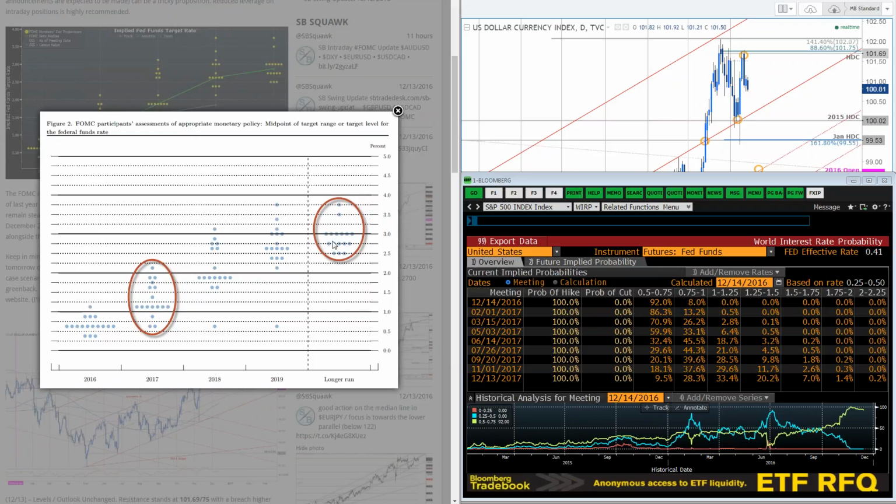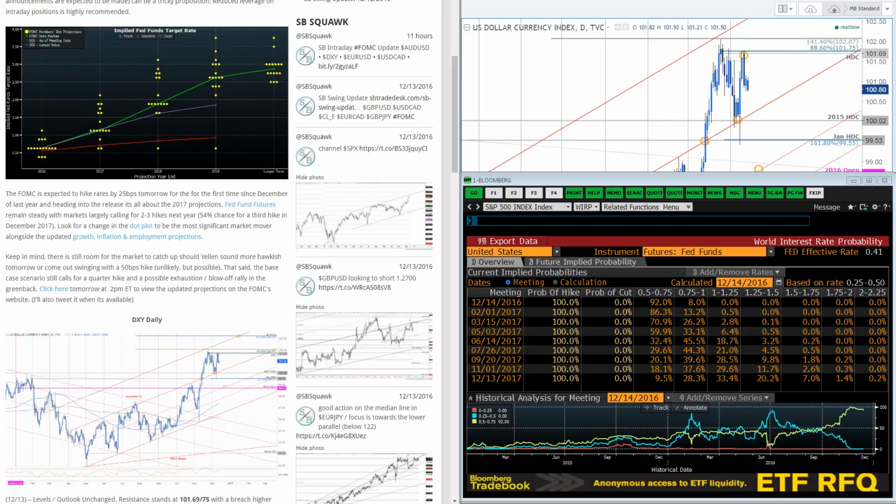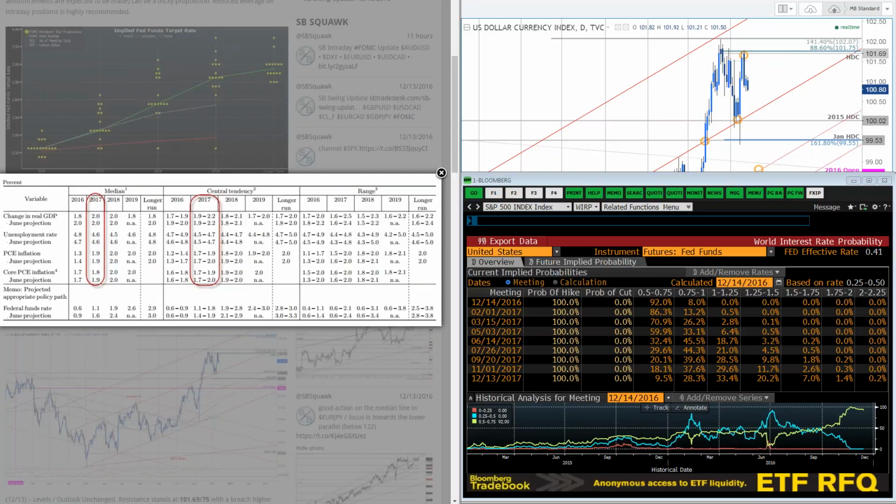In any event, we'll be looking for a shift in the 2017 and the longer-run dot plot targets. I'll give you an update on this on the SB Squawk as soon as it's released, with a side-by-side comparison. But these are sort of the focuses for the dot plot today. Also, the updated projections. This is going to be huge as well.